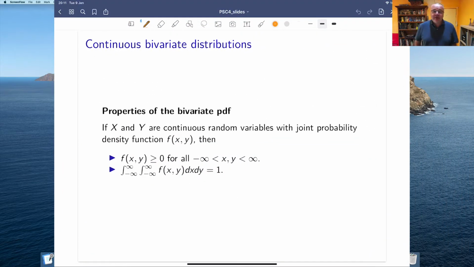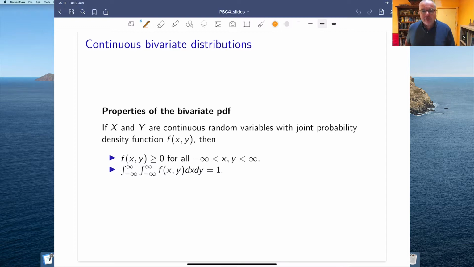So let's say I give you a curve, a surface, that's defined on x and y. So we've got x and y are continuous random variables. They've got a joint probability density function denoted f of x, y. How do I know that this is going to be a valid continuous bivariate probability density function? Well, first of all, f of x, y will be greater than or equal to 0 for every possible value of x and y between minus infinity and infinity.